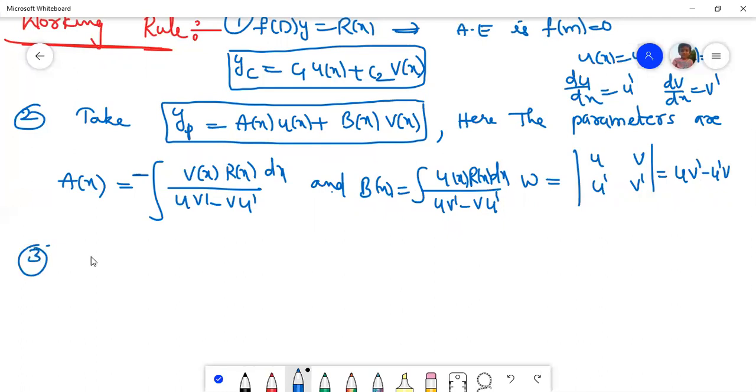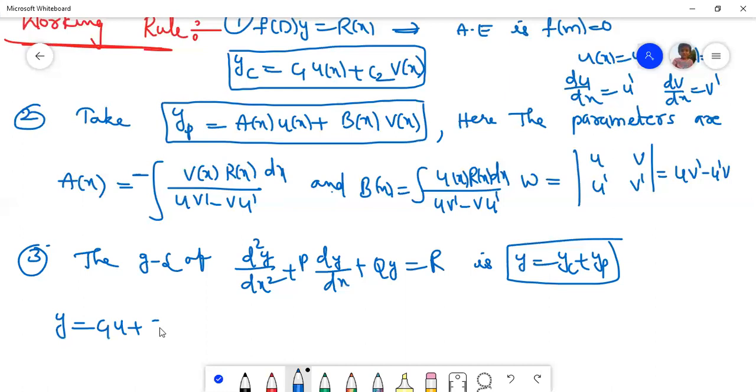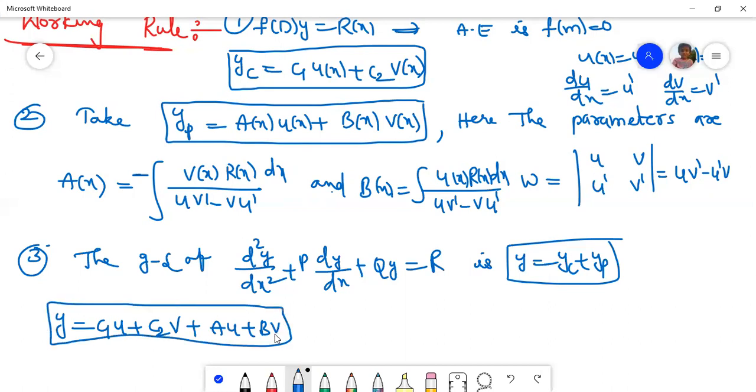The third step is the general solution of d square y by dx square plus p dy by dx plus qy is equal to r, which is y equal to yc plus yp. So here y equal to c1 u plus c2 v plus a u plus b v is the required general solution of the given second order differential equation. This is the working rule.